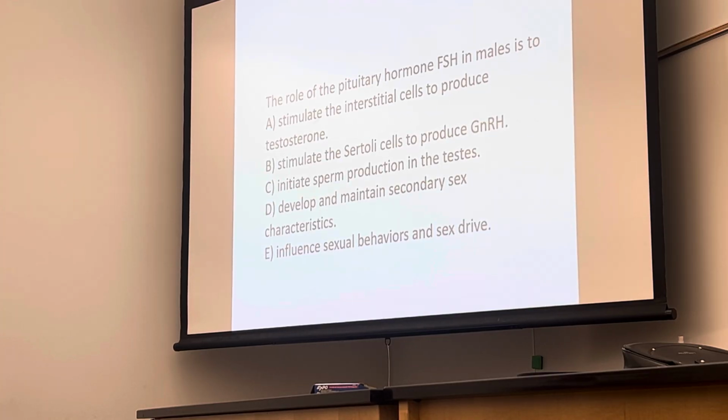Ryan? FSH initiates sperm production in testes. Okay, do we remember FSH, LH? Are we agreeing with that? I like how you always go like this. Good job. So that's Ryan.